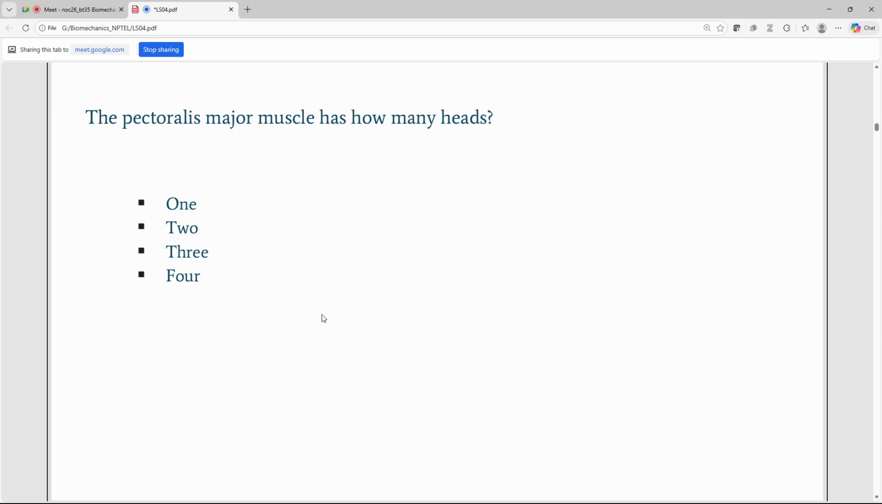Next question. The pectoralis major muscle has how many heads? Last week we discussed the same question for biceps brachii. Here the question is on pectoralis major. How many heads does the pectoralis major muscle have? Options are 1, 2, 3 or 4. Try to answer the question.